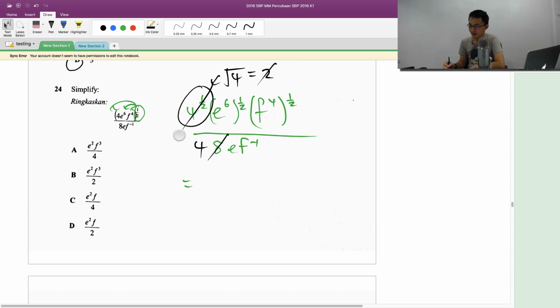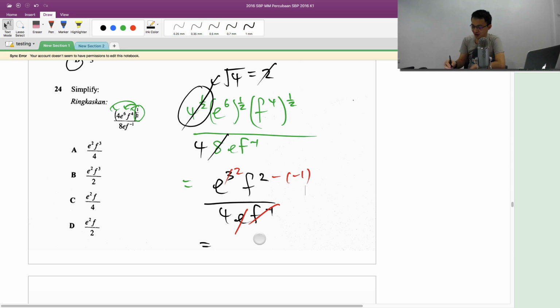This one gone. Alright, then this one is E power of 3. This one is F power of 2 over 4EF negative 1. Okay, and then E and E I simplify, I left E2. F2 divide means minus negative 1. Basically you get F3. So it's E2 F3 over 4. So your answer should be A.